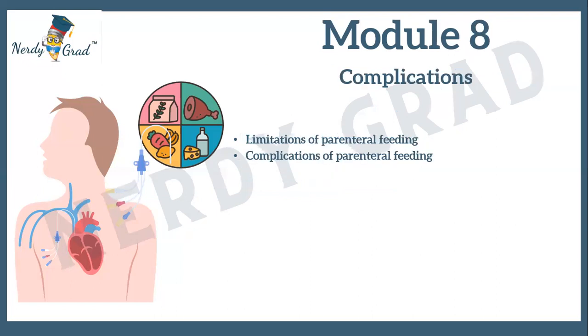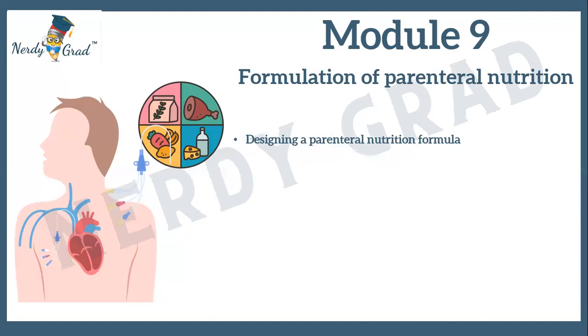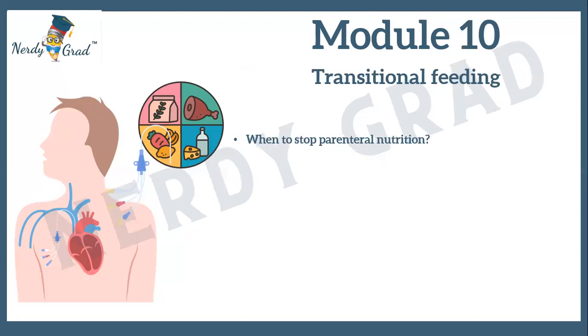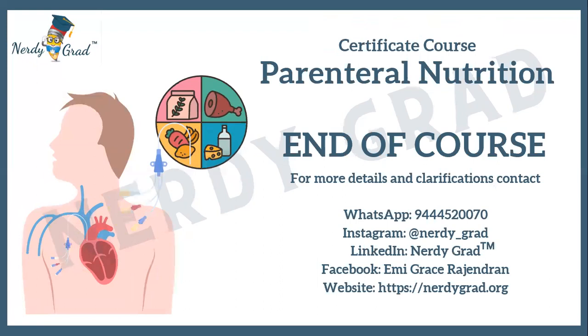In module 8, we'll be understanding about the complications. So first, what are the limitations as well, and then move into the complications. Module 9 is all about how to formulate. So we are going to understand how exactly a parenteral nutrition formula is designed. And the last module is all about transitional feeding. Over here, we are going to understand when to stop parenteral nutrition and when to get back to regular feeding. So this brings us to the end of the course. Thank you.